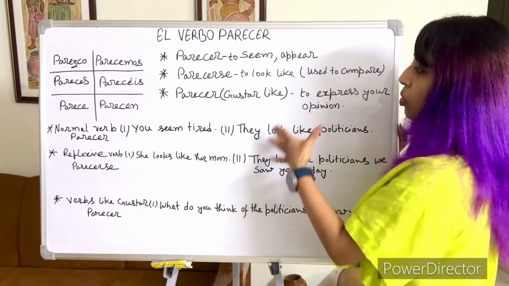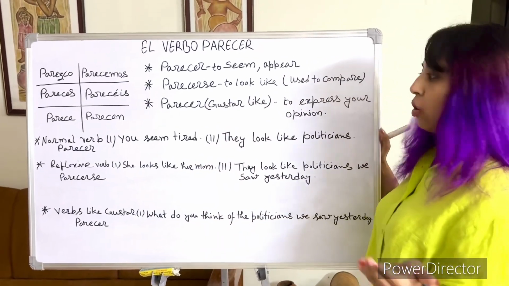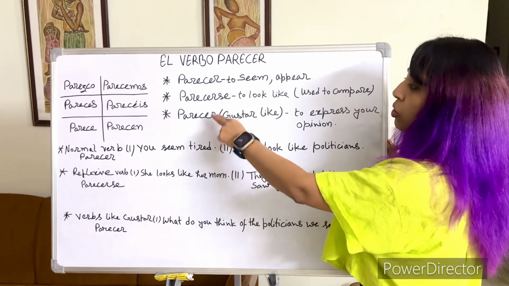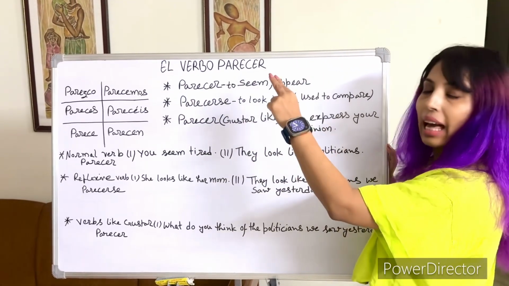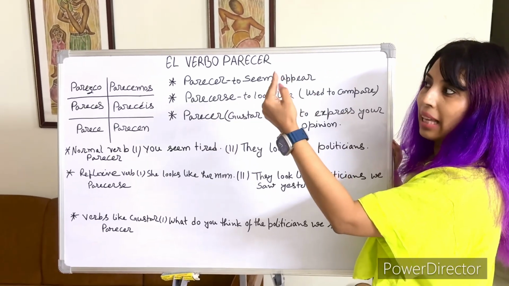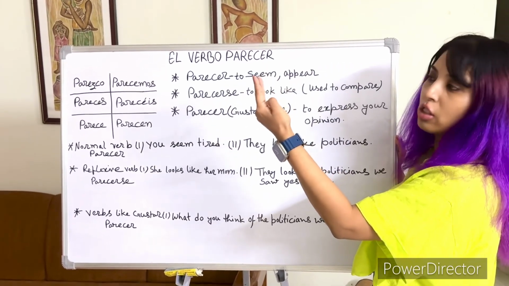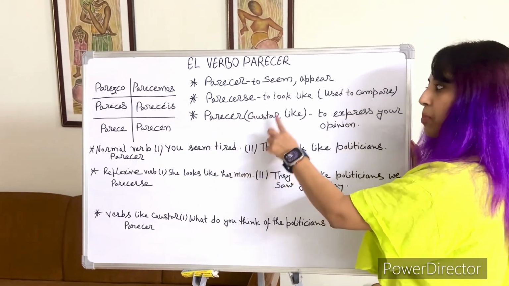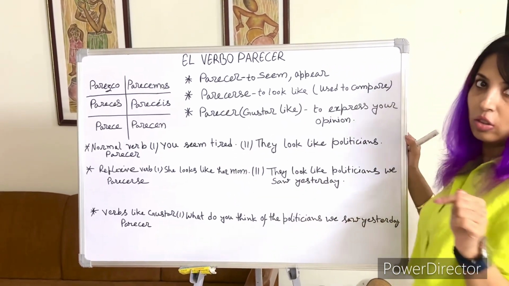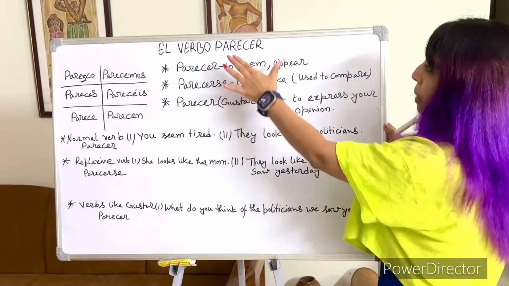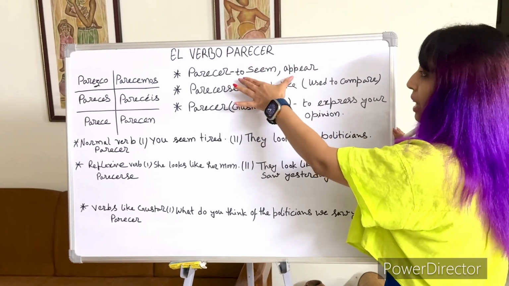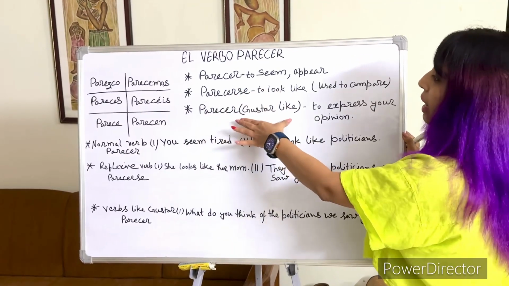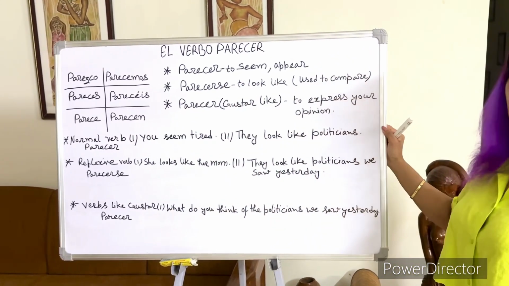And then verbs like gustar. In the case of verbs like gustar, we use them with indirect object pronouns: me, te, le, nos, os, les, and then the conjugation of the verb as per the object of the sentence. So these are clear. And parecer is a verb that can be used in the normal structure, the reflexive structure, and the gustar-like structure as well.